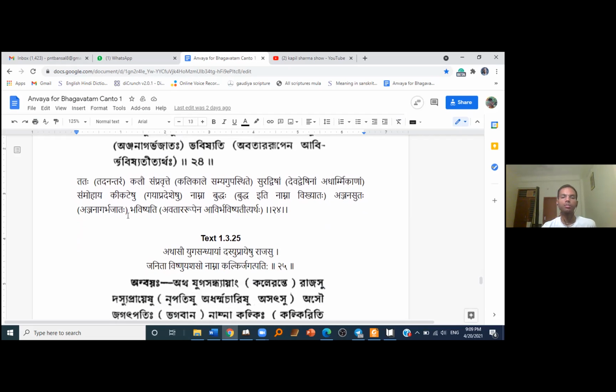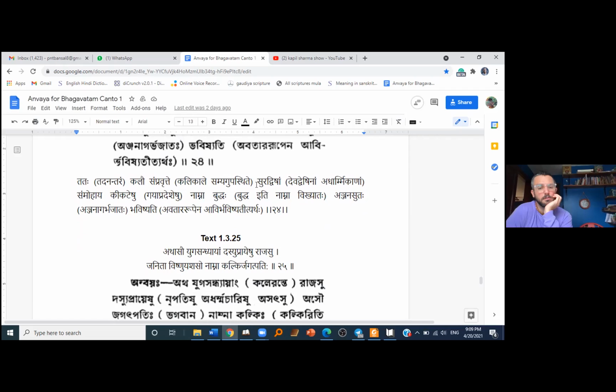When Kali Kal has arrived, samyag would be nicely, properly, in a nice way. When Kali Yuga is showing off its full Virata Rupa, so to say.